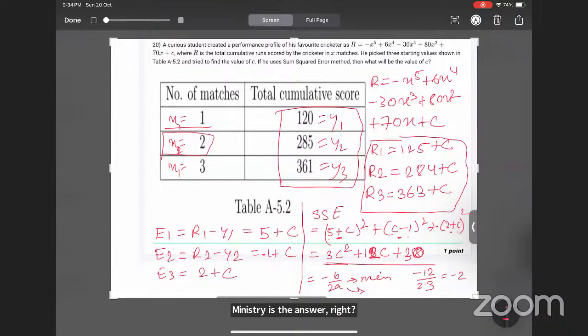Is it clear? Can I delete the screenshot or do you want to take it? Ma'am, if C is also given, I actually solved a question related to SSC.